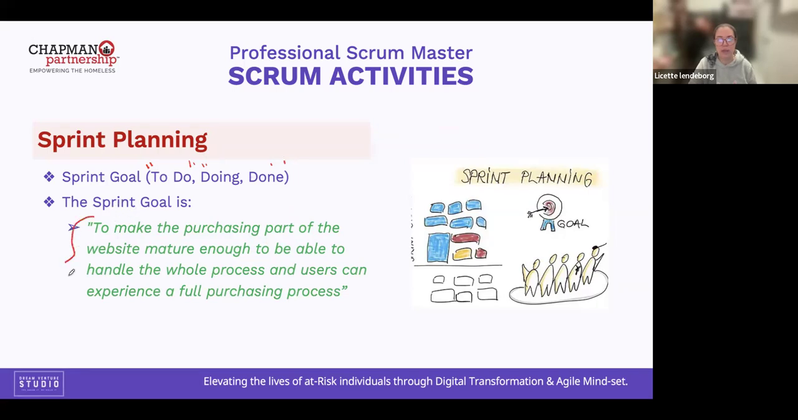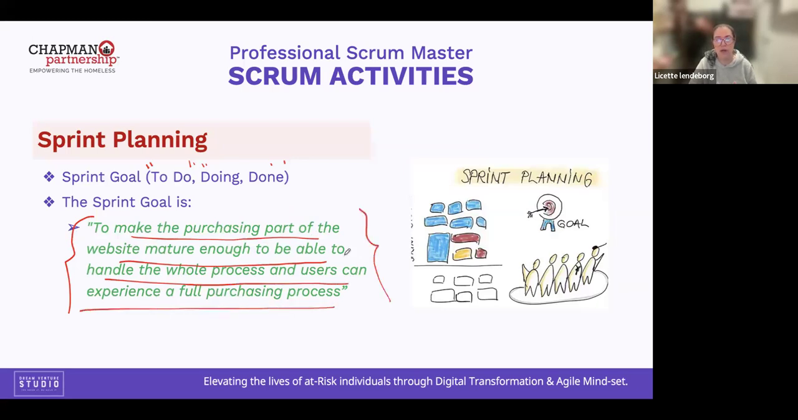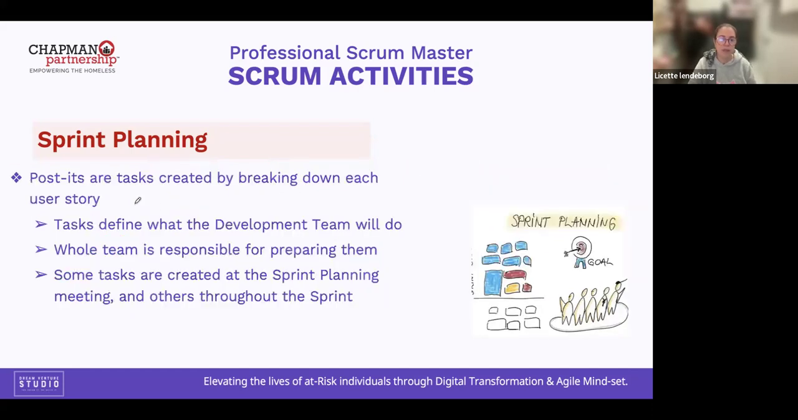This is another example of the sprint goal: to make the purchasing part of the website mature enough to be able to handle the process so users can experience a full purchasing process. This is another example, so you don't need to memorize anything. This is just an example of a sprint goal. Then the post-its are created by breaking down each user story. You're going to see the example.